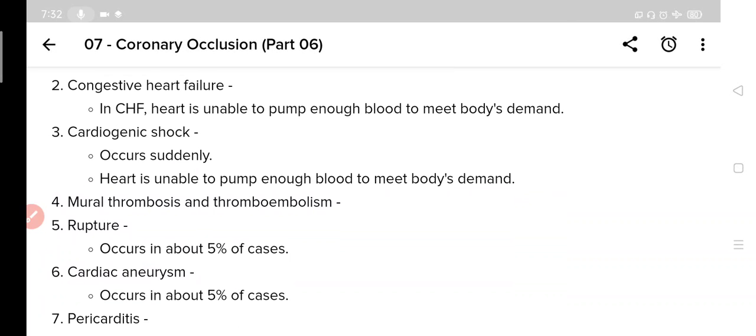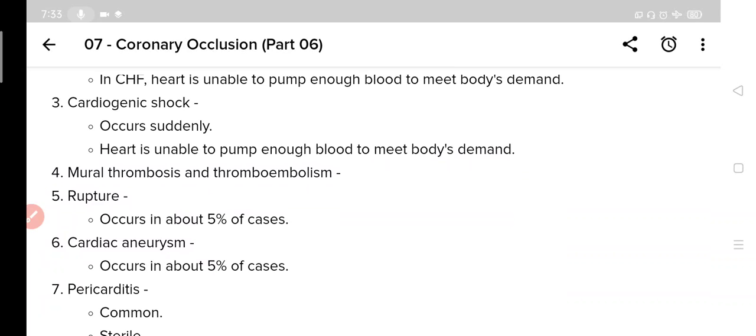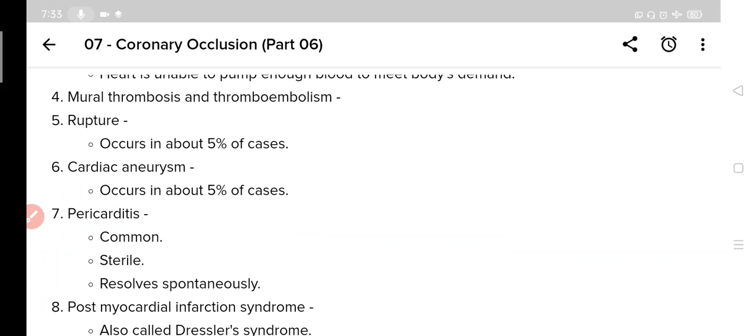Second one is congestive heart failure or CHF. In CHF, the heart is unable to pump enough blood to meet the body's demand. Third one is cardiogenic shock. In cardiogenic shock also, the heart is unable to pump enough blood to meet the body's demand, but it occurs suddenly, and congestive heart failure occurs gradually. Next one is mural thrombosis and thromboembolism. You already know what is thrombosis.